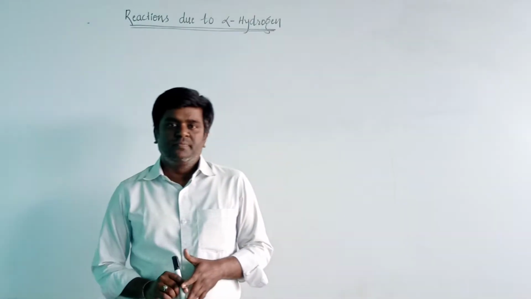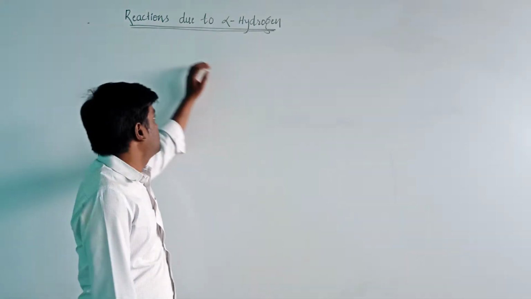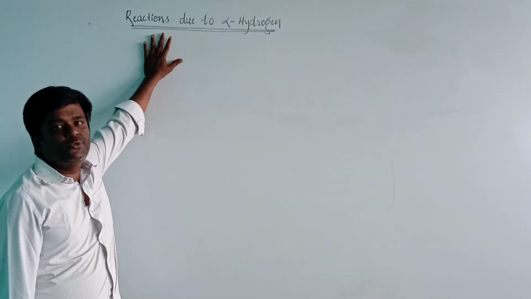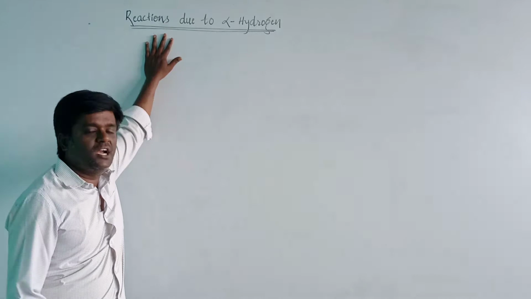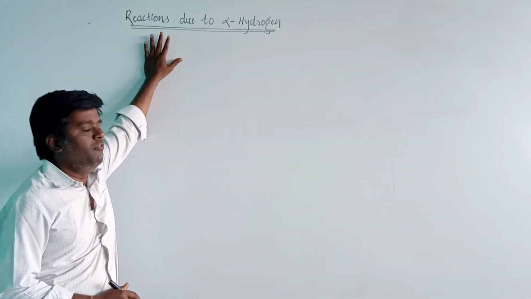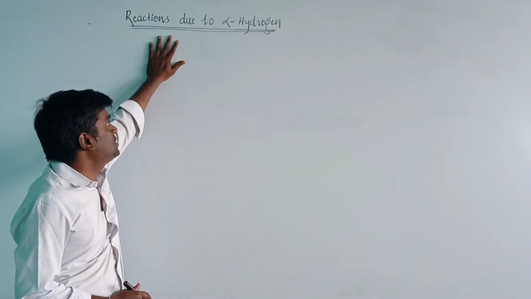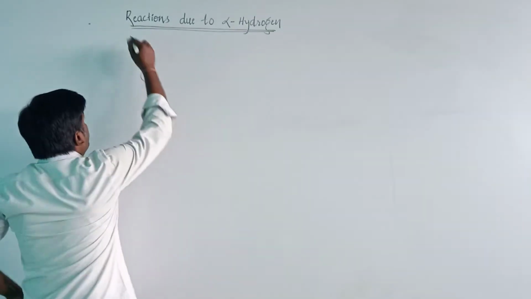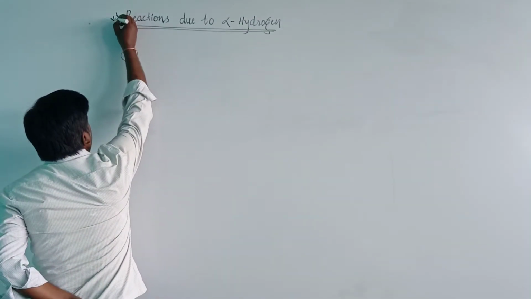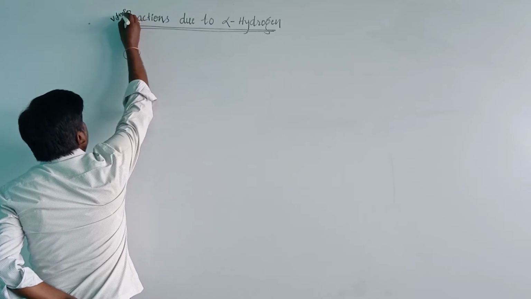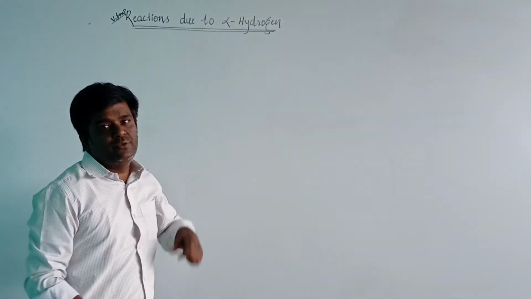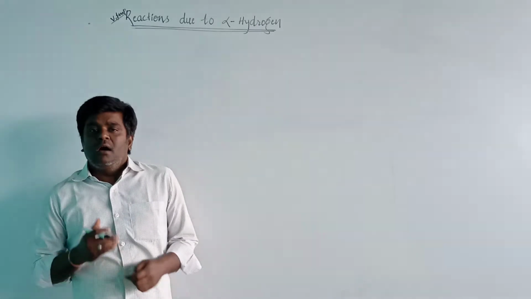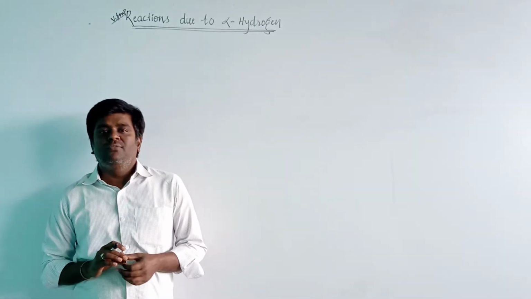Good morning, students. In today's class, we are discussing reactions due to the alpha hydrogen atom in aldehydes and ketones. This is very important for the examination. Reactions due to an alpha hydrogen atom. Then, how will we identify the alpha hydrogen atom?